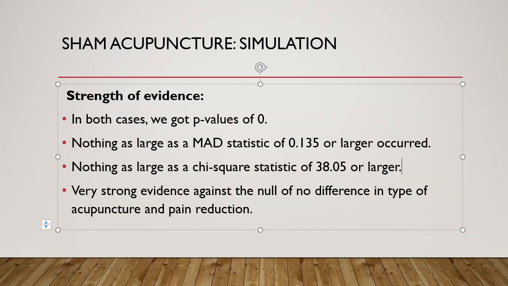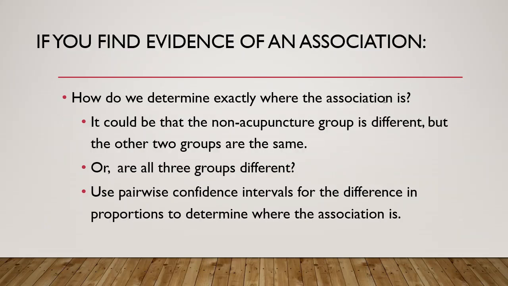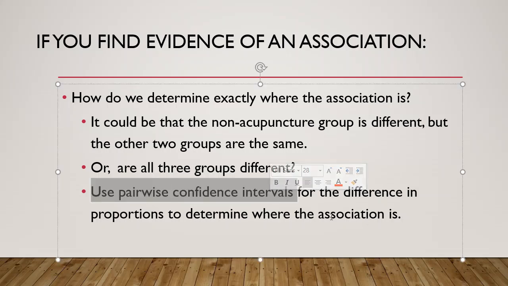pies. Now, you might wonder to yourself, well, if they're different, which ones are different? And that's what you can do after you find evidence of an association. So if you have evidence that at least one of these is different, then you can follow up with pairwise confidence intervals.